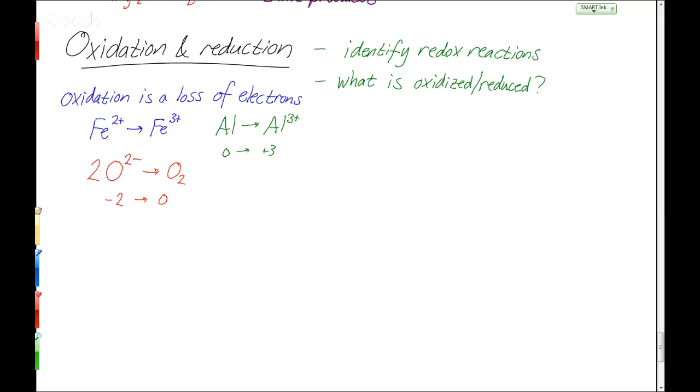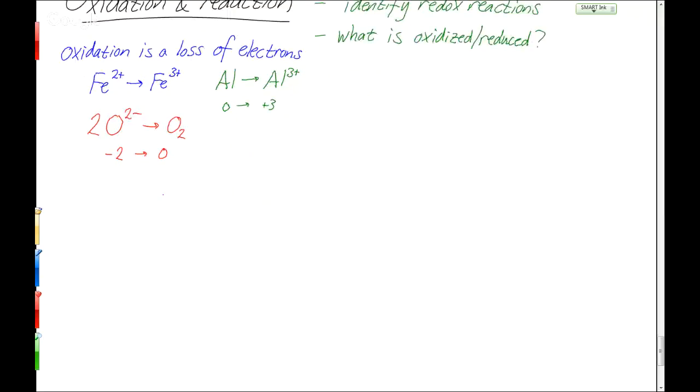But electrons don't just disappear. They don't simply go away. So that means something else in the reaction has to get those electrons that are lost by whatever is being oxidized. And the thing that gets the electrons, we say, is reduced. So the counterpart to that is reduction.